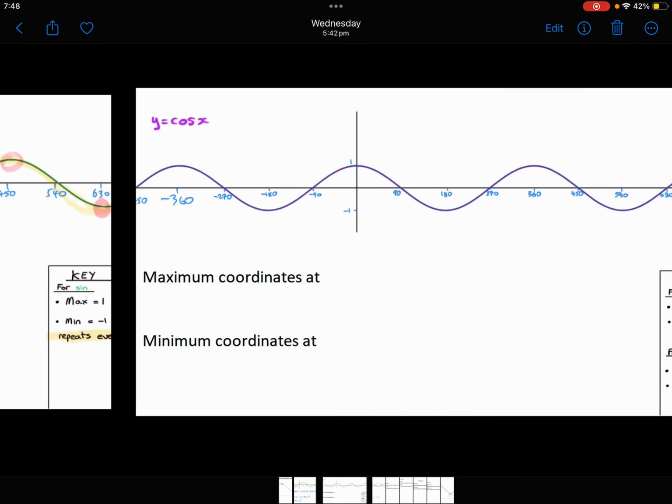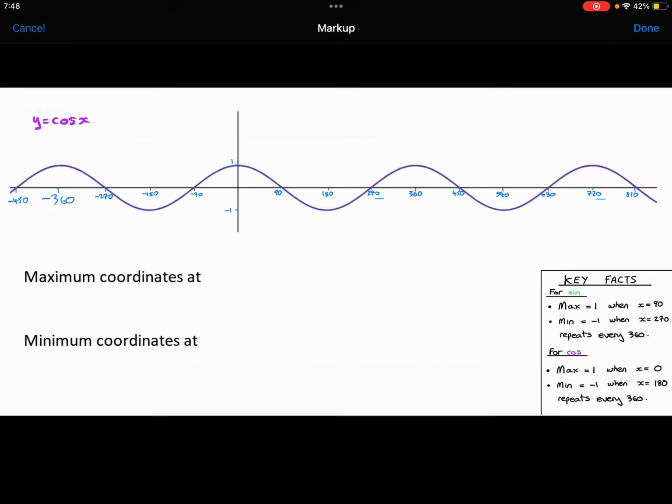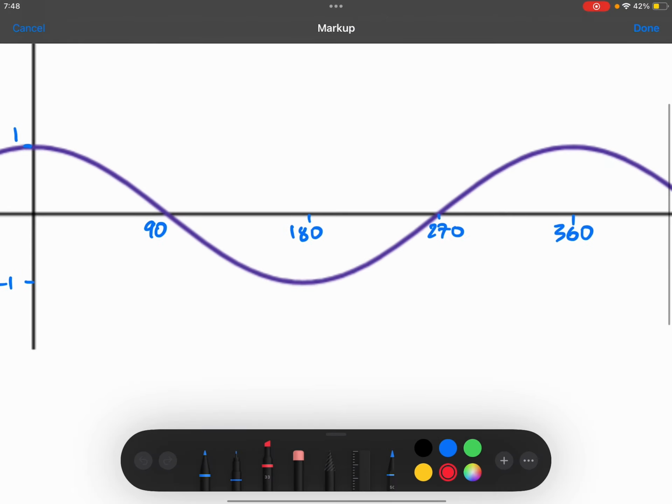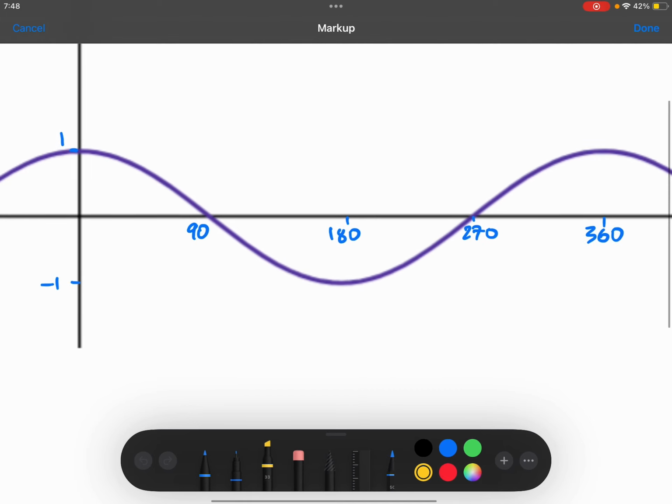Cos graph next. So let's remind ourselves of the basic cos graph. It starts at 1 when x is 0. So starting with x being 0, cos is 1. Then it goes down to 0 at 90 degrees, goes down to -1 at 180, up to 0 at 270, and then back up to 1 at 360.